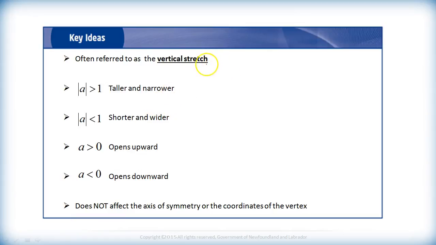Sometimes we call this letter a the vertical stretch of the graph. If a is bigger than 1, the graph gets taller and narrower, and if it's less than 1, it gets shorter and wider. If it's a positive number, the graph opens upward, and if it's a negative number, the graph opens downward. However, it has no effect on the axis of symmetry or on the vertex. Okay, so that's the first of the three parameters a, b, and c that we have to look at. Hope you found that helpful.